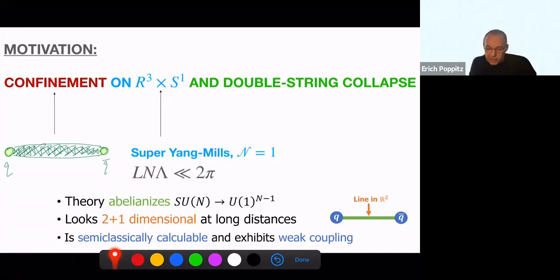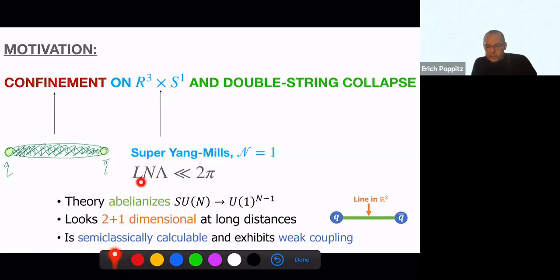I will consider a theory with 4 supercharges, compactified on R3 cross S1 with periodic boundary conditions on the S1. I will consider the S1 direction to have size L, which is much smaller than 2 pi over N Lambda. This is the condition that allows us to calculate in this theory. Qualitatively, the reason is that in this limit, the theory abelianizes. The gauge group breaks itself to the maximal abelian subgroup at a scale 1 over LN.